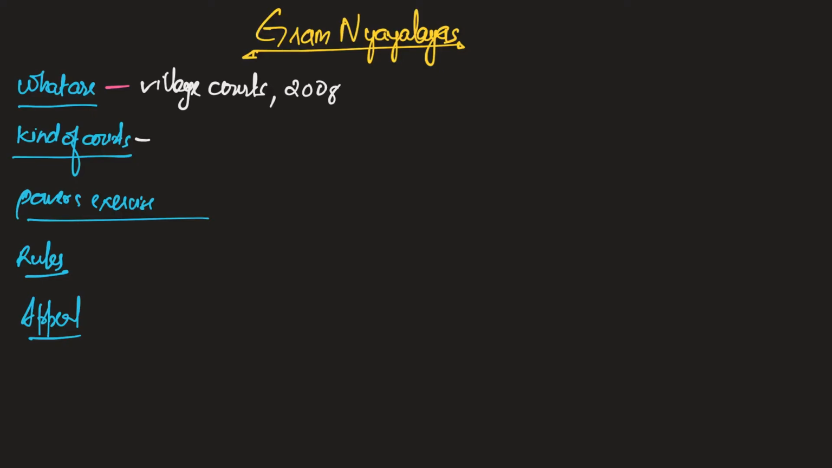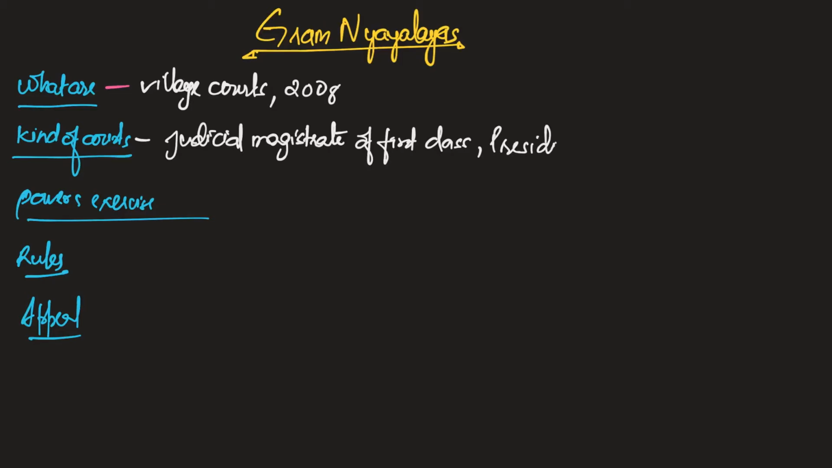Now, what kind of courts are they? They are courts of judicial magistrate of first class. And the presiding officer is appointed by the state government in consultation with the High Court of the respective state.